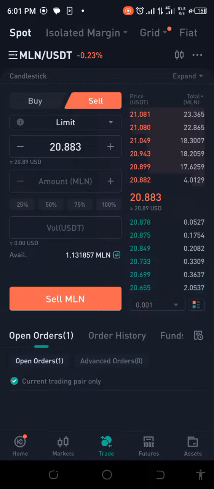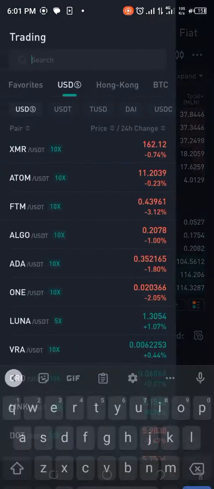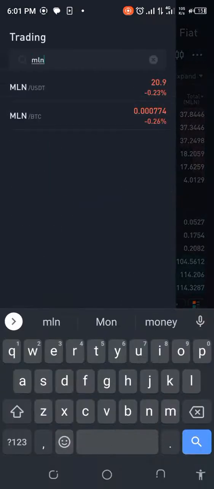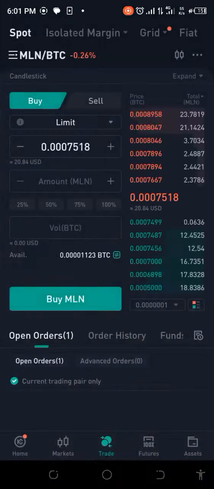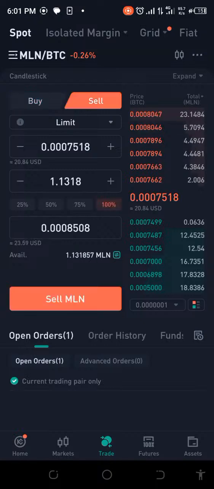Let me see what we have here. This is currently the price. But let's go back to our MLN. I just saw it as green. That's why I said, let me just cross over. I mean, we have two escape routes, right? So don't worry. Let's go ahead and do this. We're going to be selling, right? 100%. Let's see what this is going to give us.